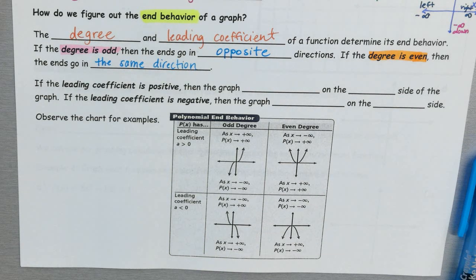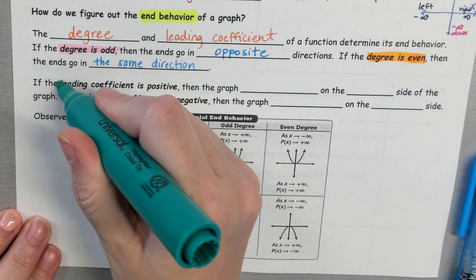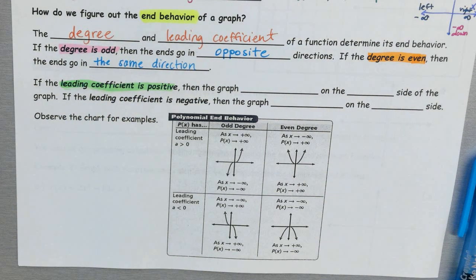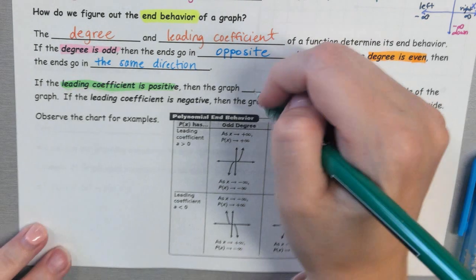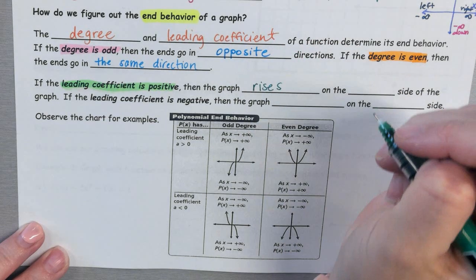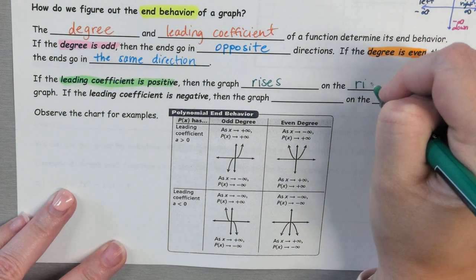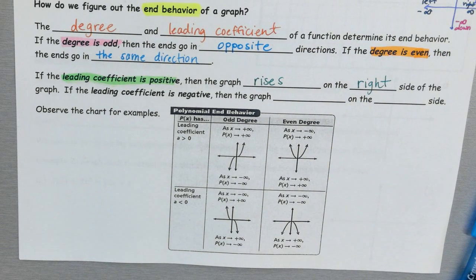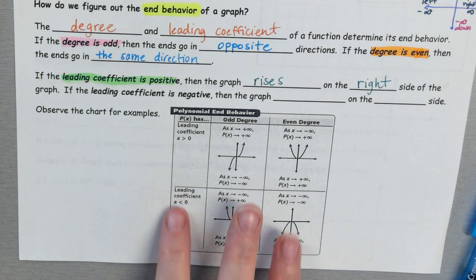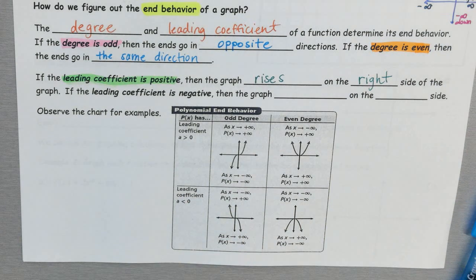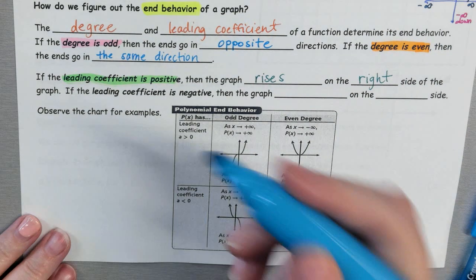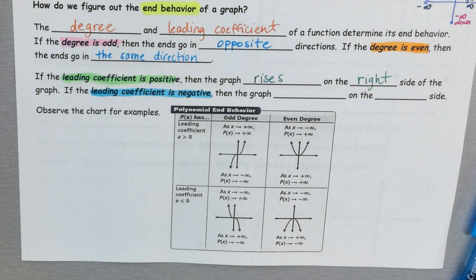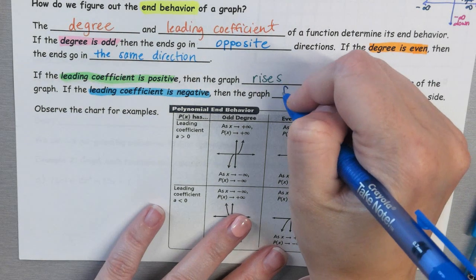The other thing you have to look out for is the leading coefficient. If the leading coefficient is positive, then the graph rises on the right side of the graph. And if the leading coefficient is negative, then the graph falls on the right.